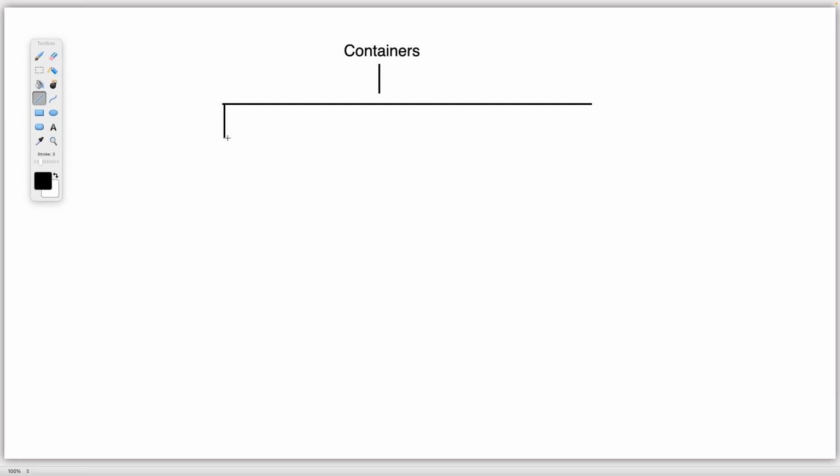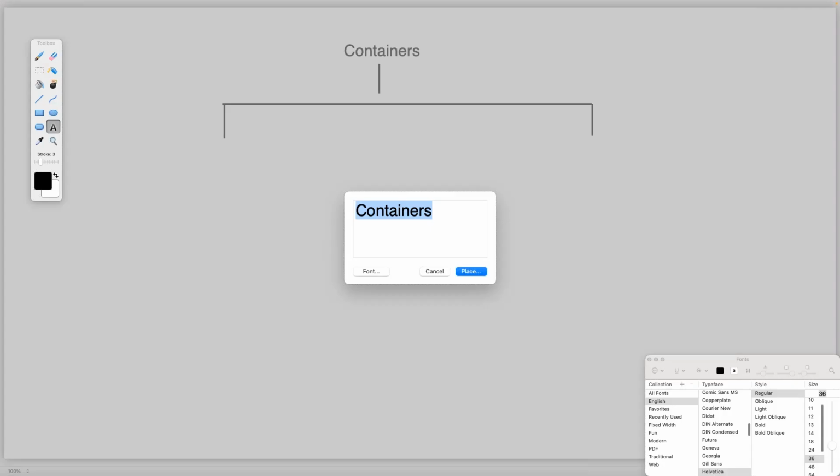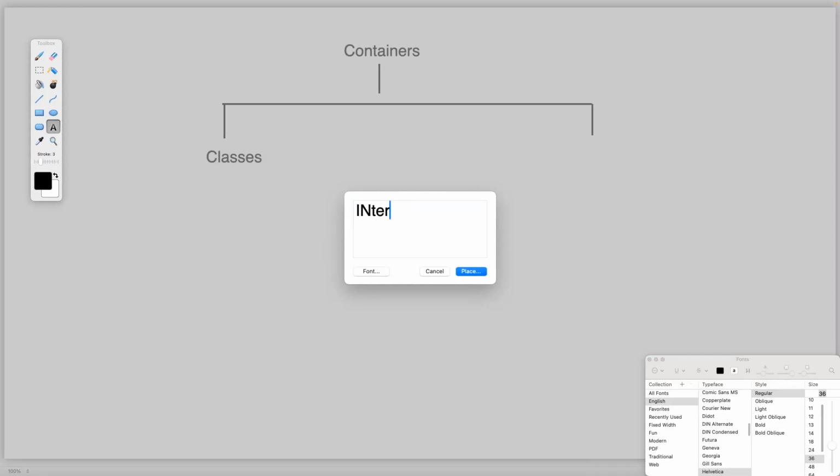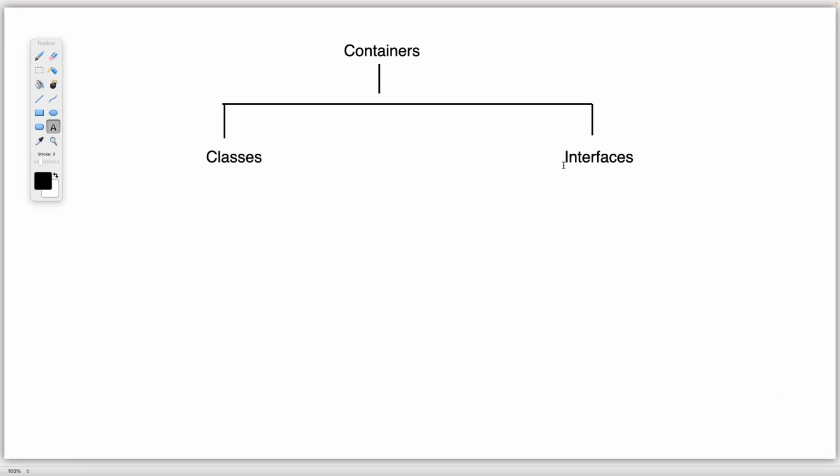Now, in general, two types of containers we are going to take. Strictly speaking, these are two types only. But observe carefully. What are these actually? First one is classes, and the second one is interfaces. Another one, if you want to take, enums, we can take it. This is a different one.